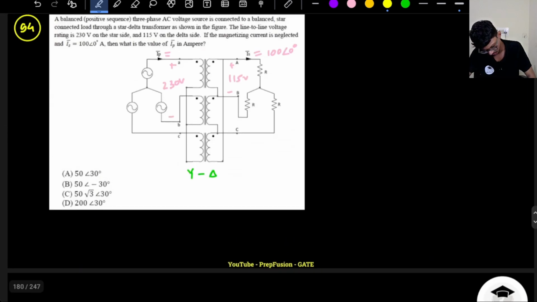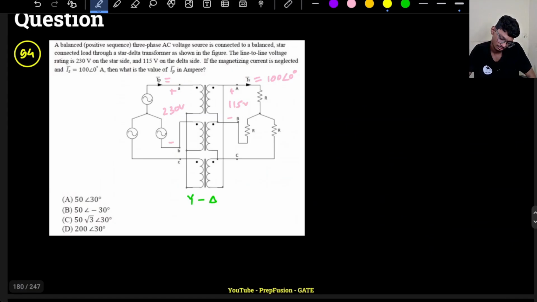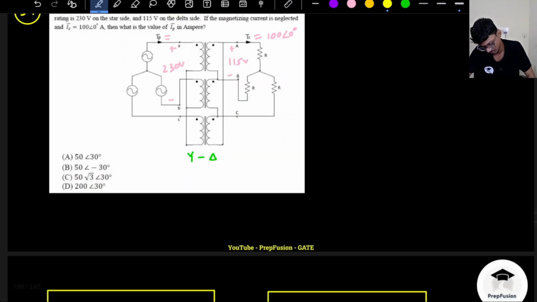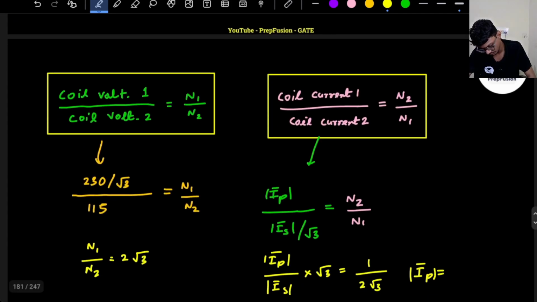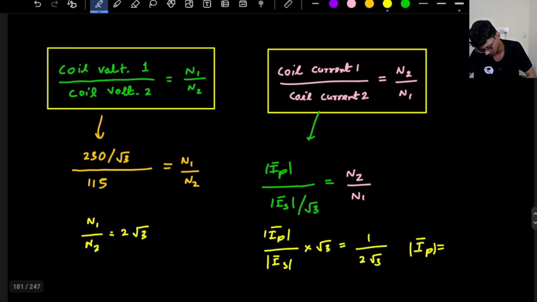This will be IS by root 3 only. This current will be more, I guess, because the line current will be more than the phase current. Yes, root 3. Oh, sorry, what am I doing? This is 2 by root 3, sorry. So this will be basically root 3 by 2. Root 3 will get cancelled, so it will be IS by 2, that is 50. So magnitude is 50, that is fine.